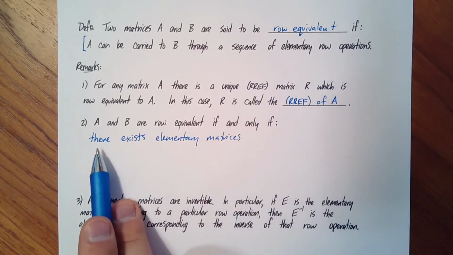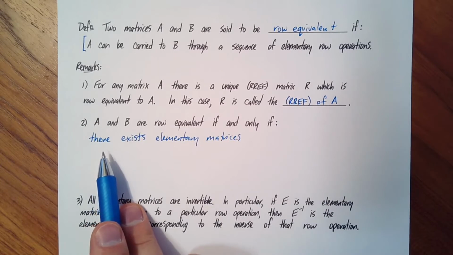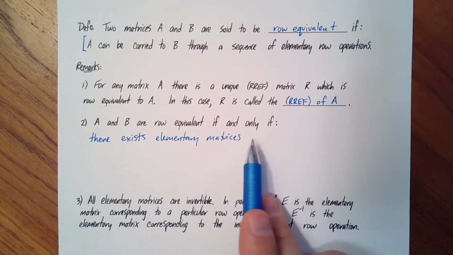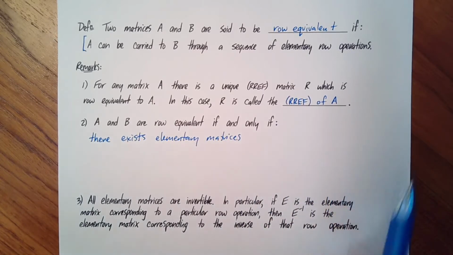So if we were going to write down a correspondence between each of those elementary row operations and their corresponding elementary matrices, we don't know how many matrices we're going to have. So we have to stay general here. So how about we just do this?